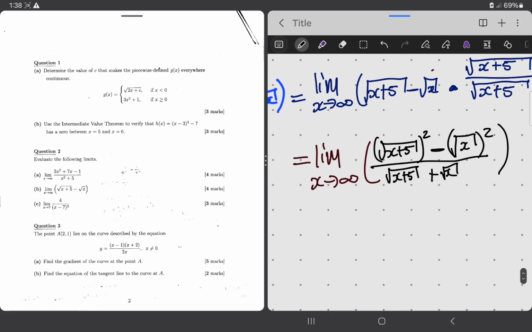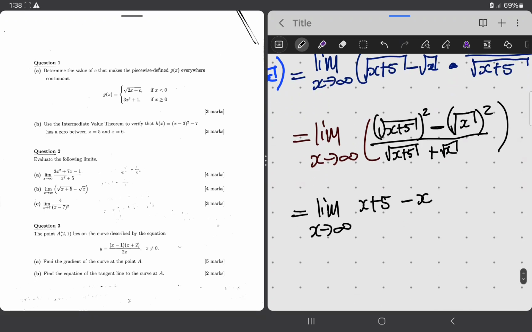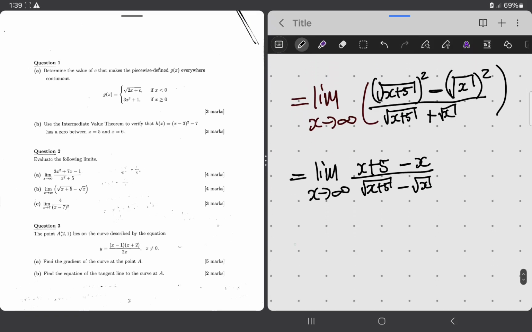So now what are we going to have here? This is just going to be the limit as x goes towards infinity of, this all squared is just going to be x plus 5, because the square root and the square cancel, minus root x all squared is just going to be an x, because the square root and the square cancel. Then it's all over the square root of x plus 5 plus the square root of x. What is now just going to be the limit as x approaches infinity of, what do we have? x plus 5 minus x, the x and the minus x will cancel.